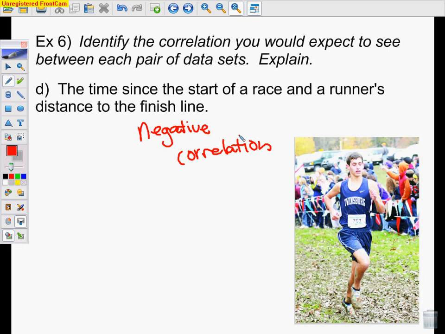The longer the person runs, the closer they get to the finish line. So as the race time increases, the distance to the finish line should decrease. So as one increases, the other decreases. That's negative correlation. If the person was running longer and their distance to the finish line was getting farther away, well, they would be running in the wrong direction. So here we're talking about a negative correlation.